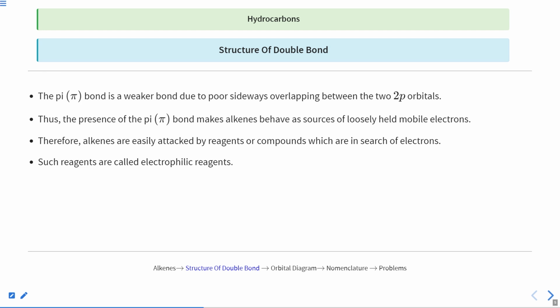Now, due to this reason, they are electron rich in nature. Therefore, alkenes are easily attacked by reagents or compounds which are in search of electrons. So, we can say that since it is electron rich, it can act as a nucleophile. What are electrophiles? The species which are lacking electrons and are in search of electrons are called electrophiles, and they may attack this pi bond.